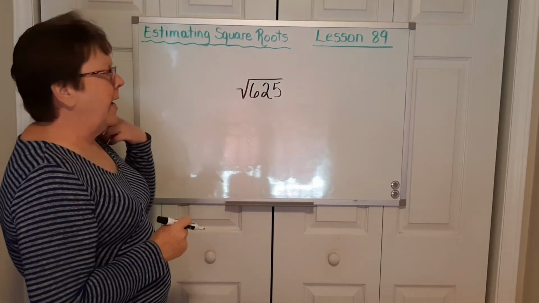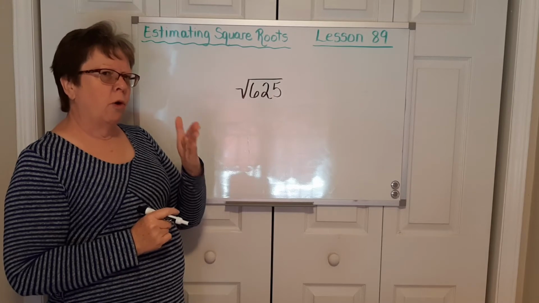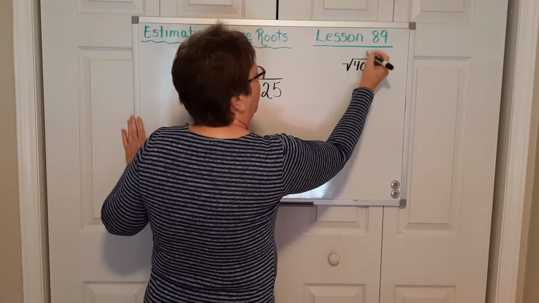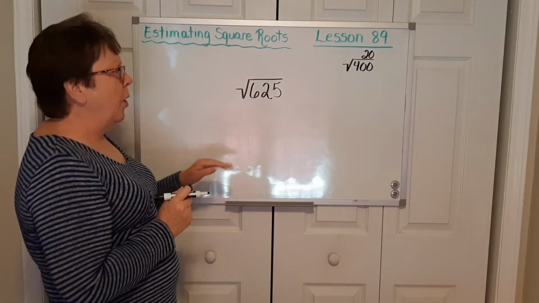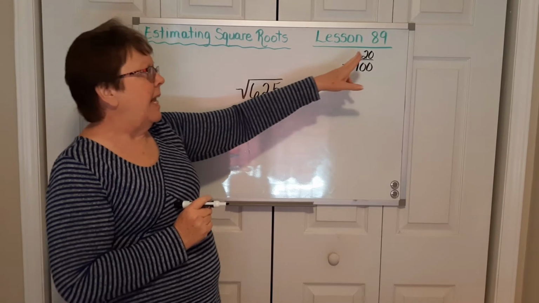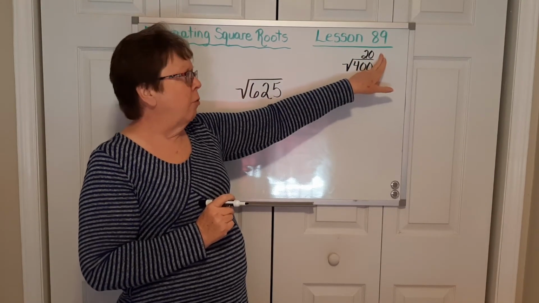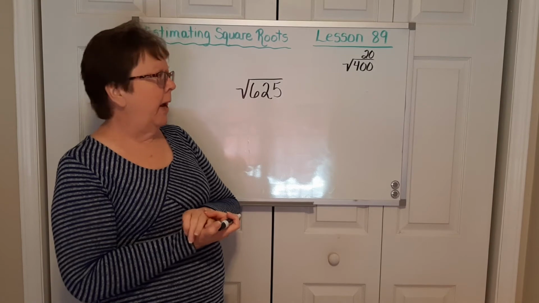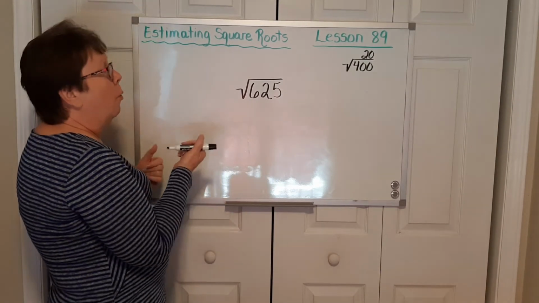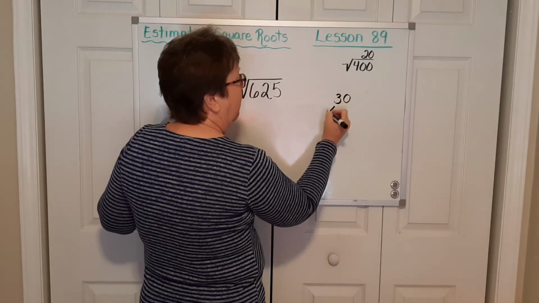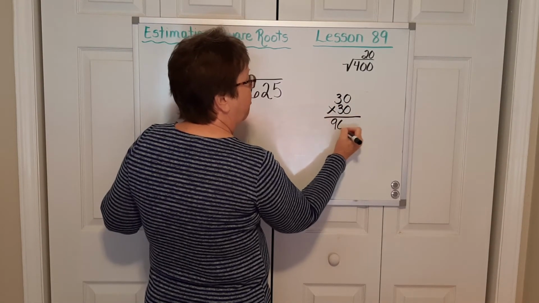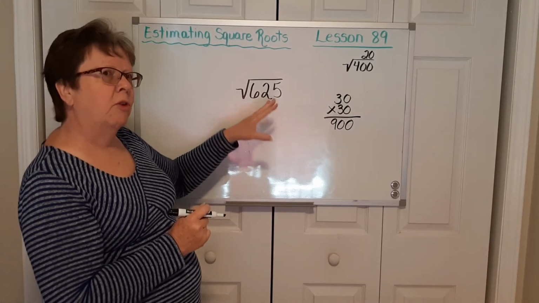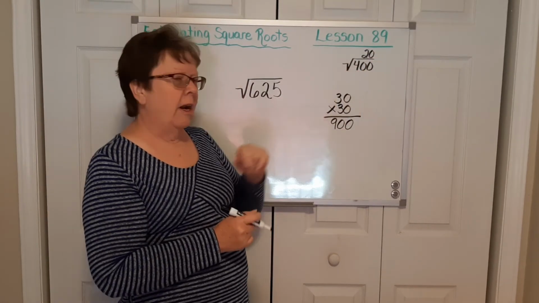625. Now, we found the square root of 400, which was 20. So we know if we're going to find the square root of 625, it has to be more than 20, because 20 times 20 only ends up being 400, and this is 625. Well, let's try 30. If we had 30 times 30, that would end up being 900. Oh, so that's way too much. So we know the square root of 625 is going to be somewhere between our 20 and our 30.